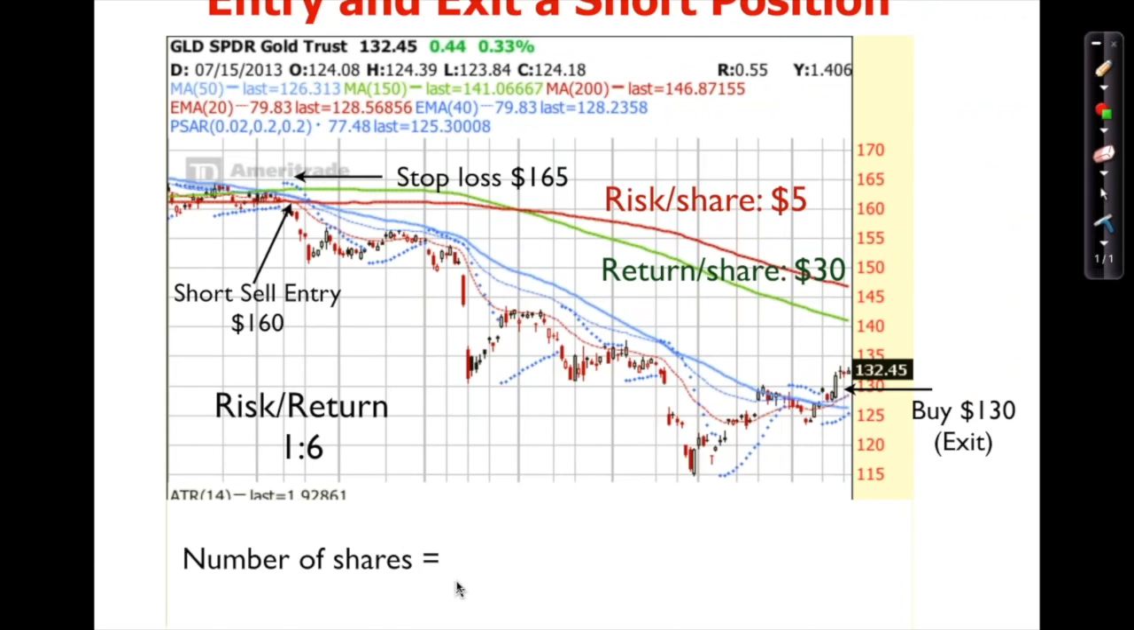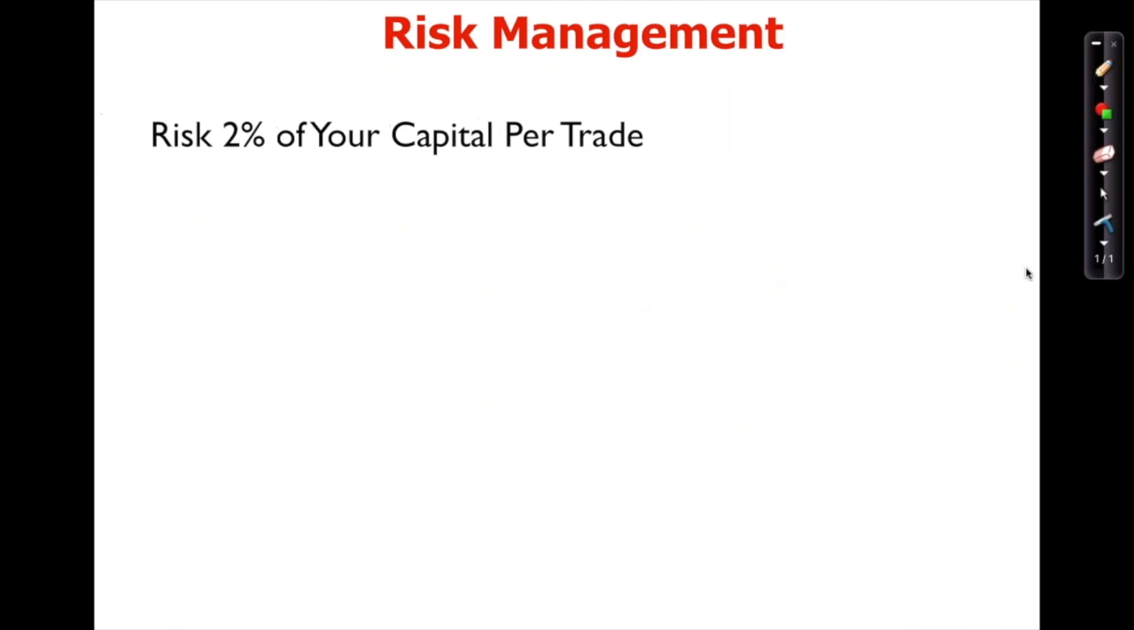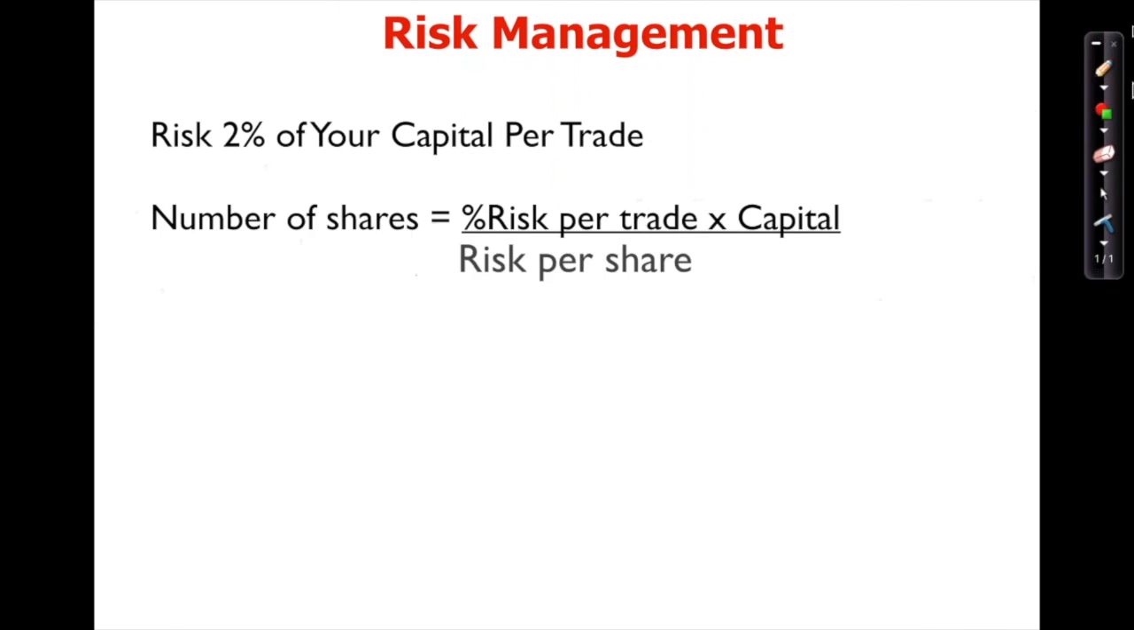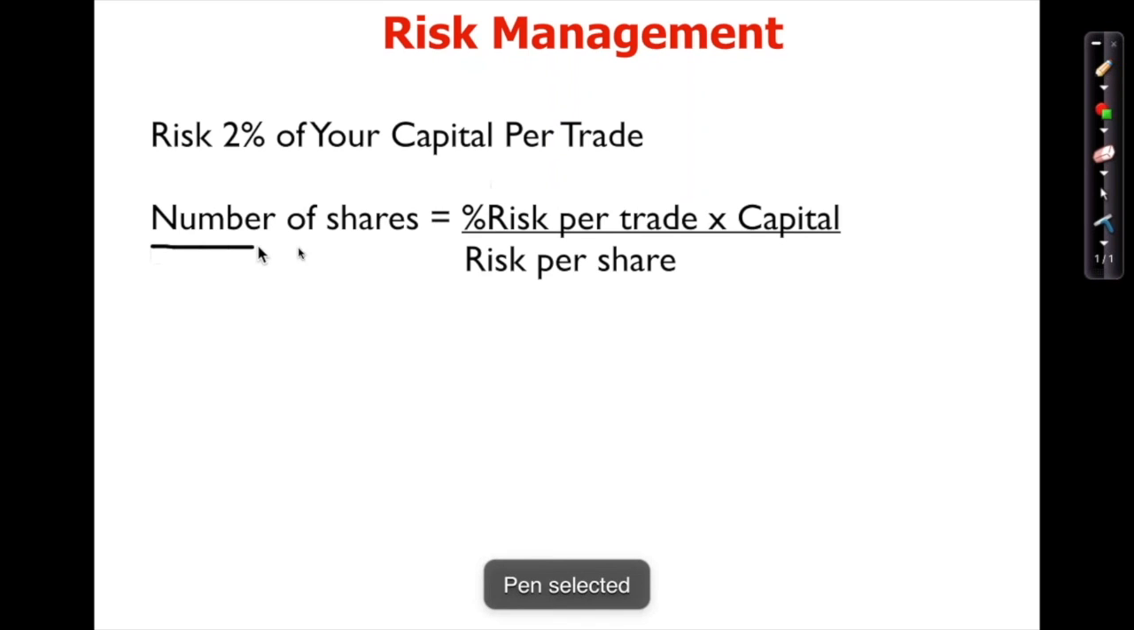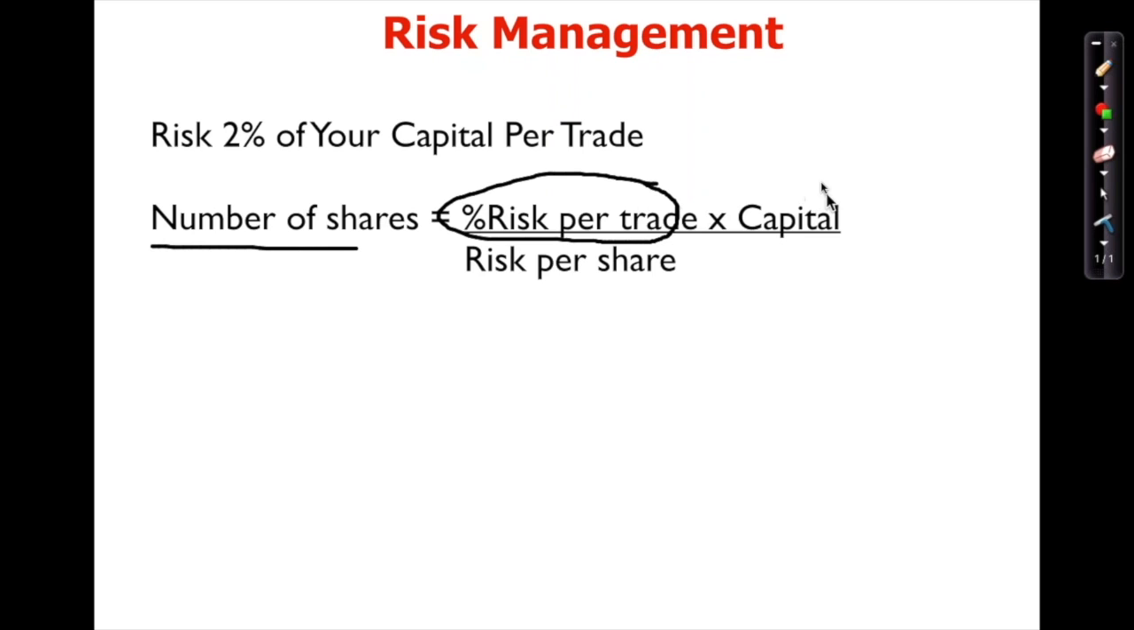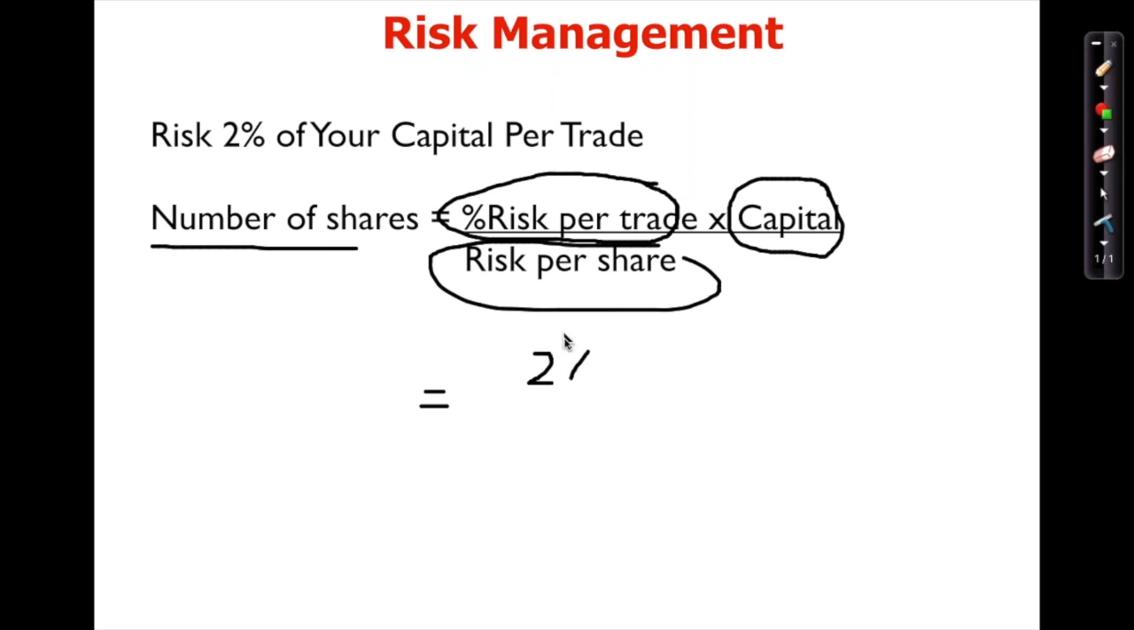So again, the number of shares you buy. What's the formula? Let me show it to you one more time in case you don't see it. You may want to write it down, in fact, very important. The number of shares you buy would be your risk per trade times your capital divided by your risk per share. What is the risk per trade? It will be 2%, as we have agreed upon just now.